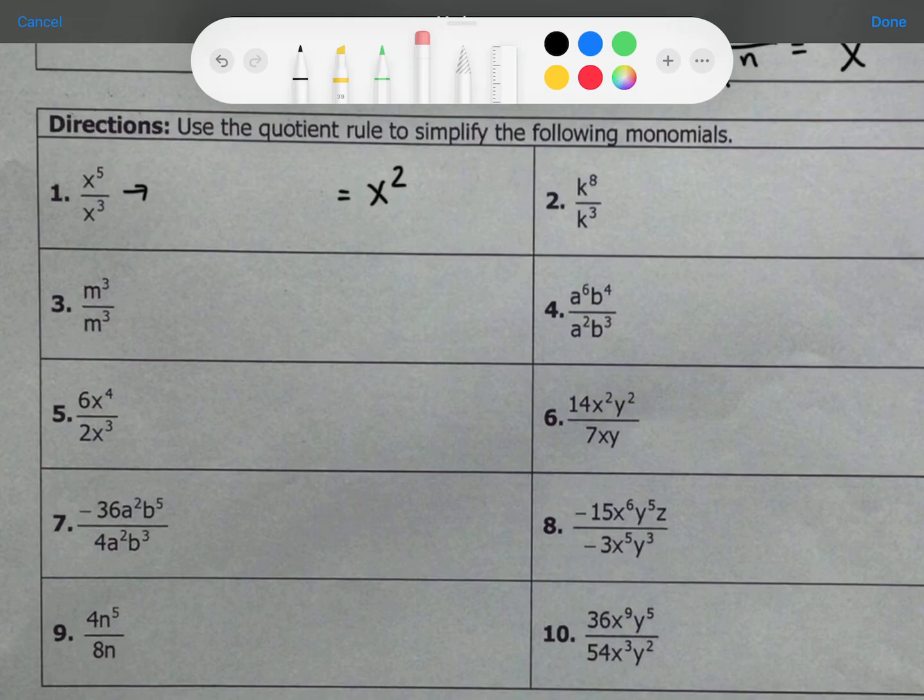All right, welcome back. Let's see how well you did. 8 take away 3 is 5. Did you get it right? Fantastic. Number 3. I want to talk about number 3 with you.